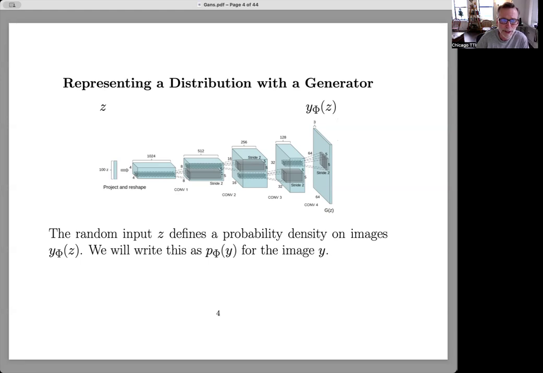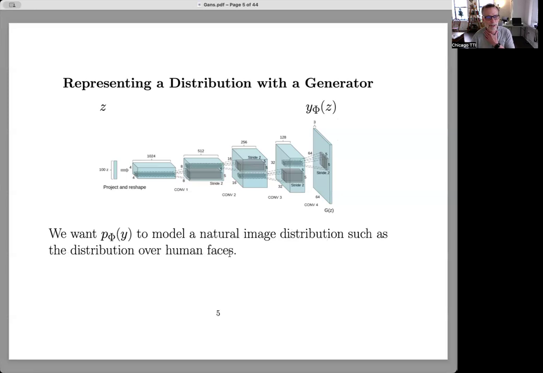So this determines a probability distribution over images. We sample noise, we generate an image. That is a distribution over images defined by the generator. But we don't have any way of calculating the probability of this image. So I'm going to write P sub phi of y for the probability that y is generated when we stick noise in here and apply this network, where this network has parameter phi. The network defines a probability distribution over images.